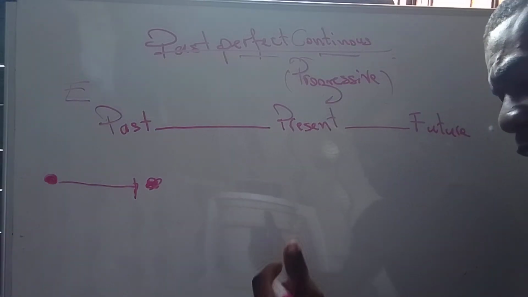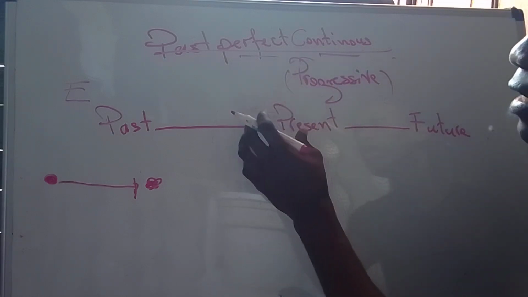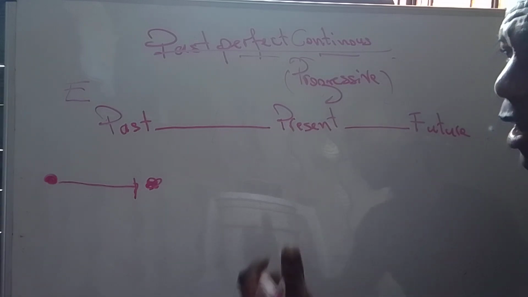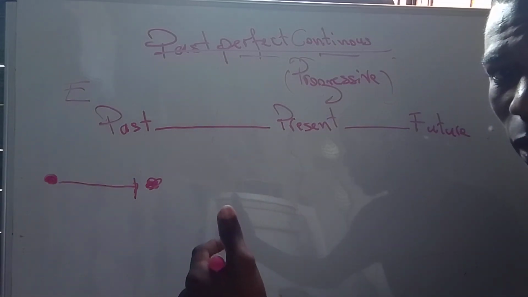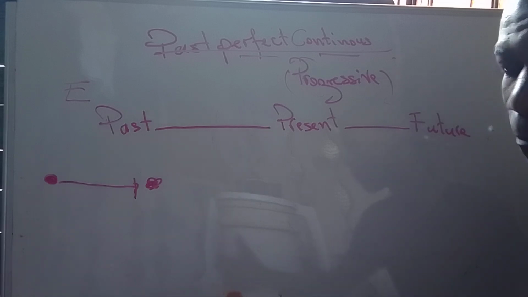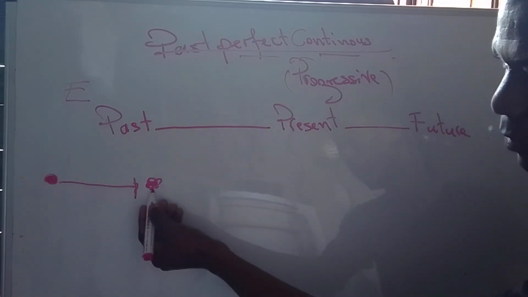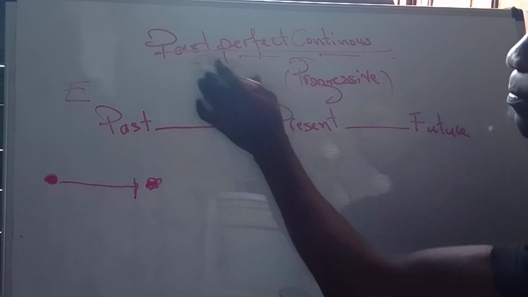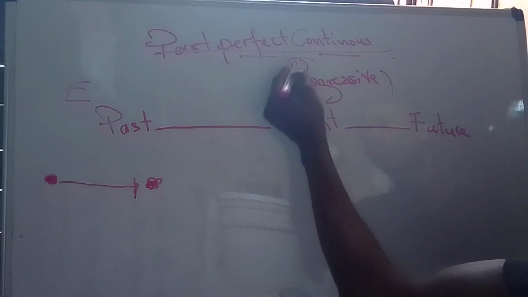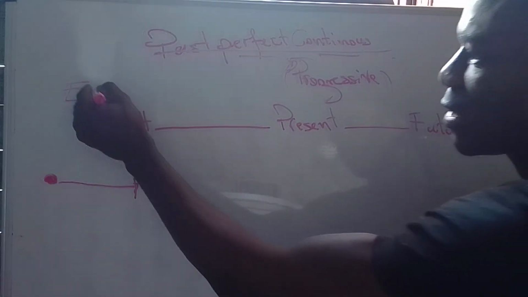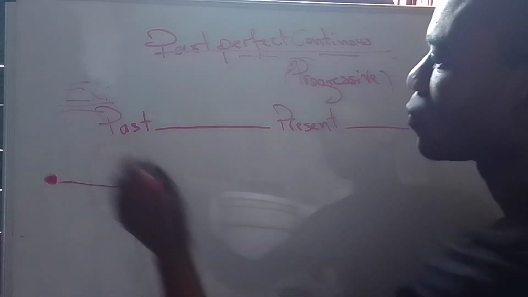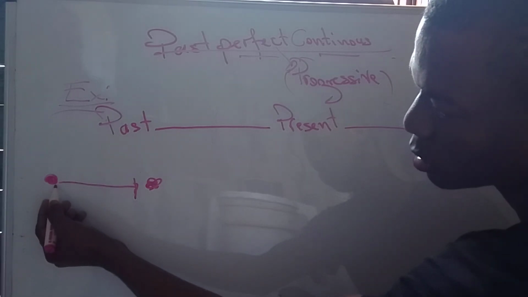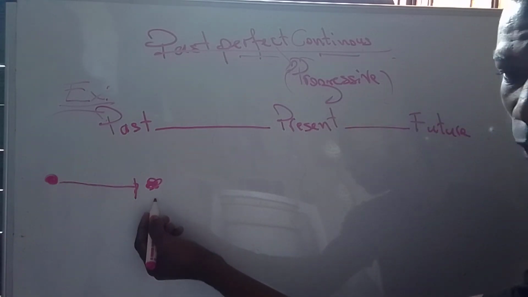Okay? The past perfect continuous is a verb tense that we use to talk about something that started in the past and continued up to another point in the past, still staying in the past. So this is the definition of the past perfect continuous or the past perfect progressive. That's an example. This is the past. This is how it starts, and this is how it finishes.